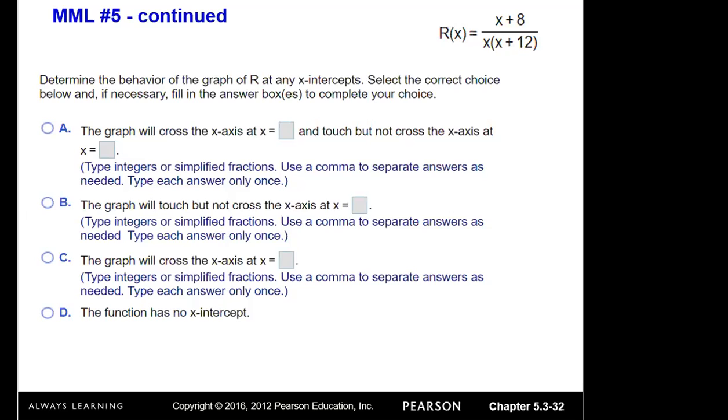My x-intercept was negative 8, which came from the numerator, right? It was this guy right here. And an x plus 8 is to the first degree, which is odd. And if it's odd, it's going to cross. And there's only one x-intercept, so it's going to be choice C. The graph will cross the x-axis at x equals negative 8.